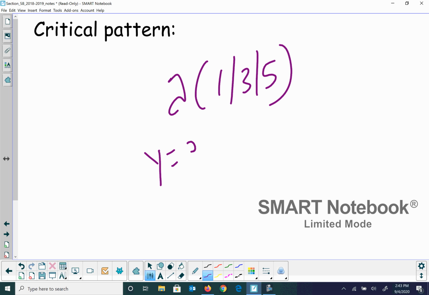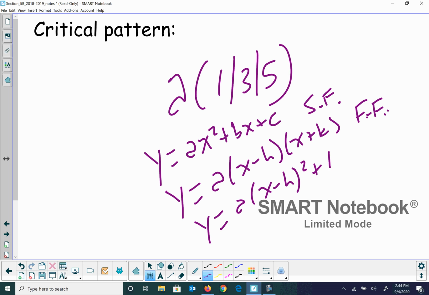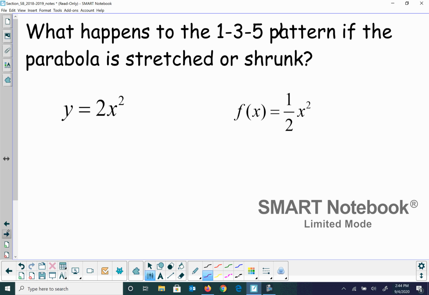And our a value falls in a few different locations with our problems. So this is called standard form. And then you have factored form. Okay, so notice your a value is out front. And then you have your vertex form. So that's your vertex form. Okay, so we'll be dealing with those quite a bit in the next couple of slides.